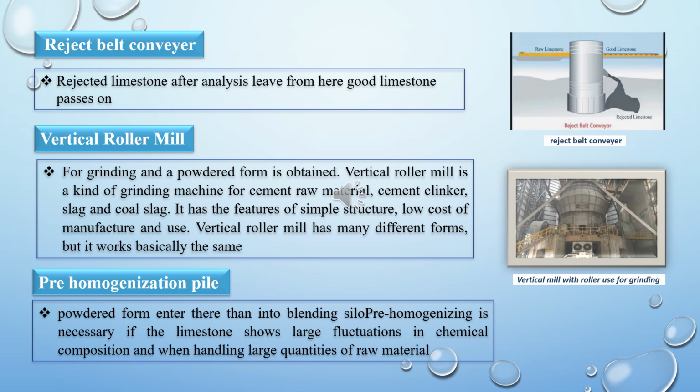So students, these are three basic units which are necessary to know. First one was the reject belt conveyor, then the vertical roller mills which are used for the grinding of rocks into powder, then pre-homogenizing piles which convert it into homogenized powder, which is then fed into the silo.